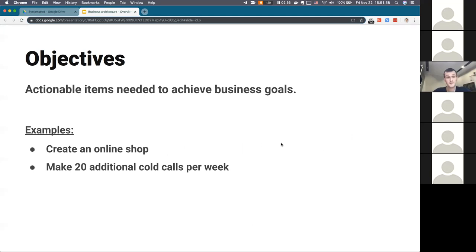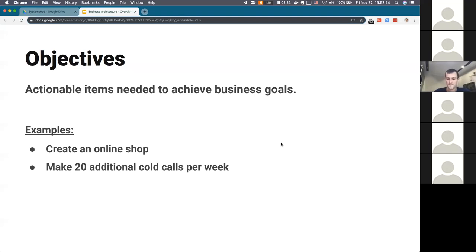Let's move to the objectives. Objectives are actionable items needed to achieve business goals. So we have drivers, we have goals that we define as a reaction to this driver, and we have objectives. An objective is something actionable. This describes how we can achieve these goals.